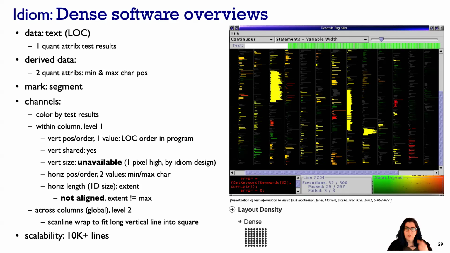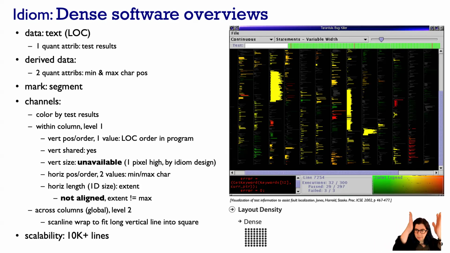Now what we're going to do is have derived data where we're going to have two quantitative attributes. The character position in that line of code when you first start actually using it as opposed to white space, and what the maximum is. And this might seem kind of strange and non-informative, but what we're going to do is make a segment mark with those two derived attributes, and then we're going to color code it by the quantitative attribute of the test results.